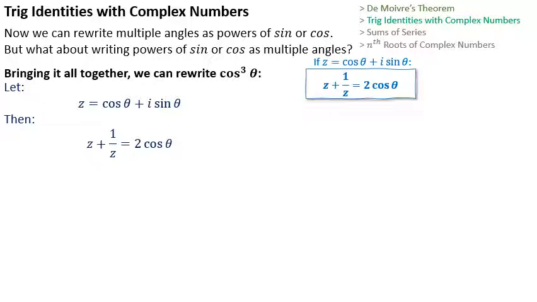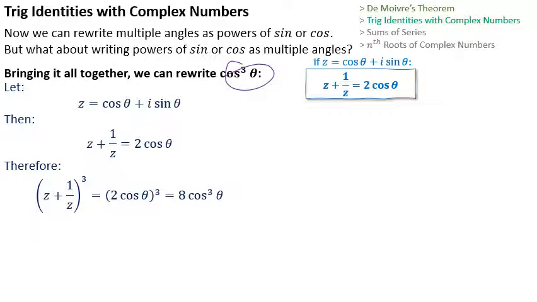So maybe I start with that, and I say to myself, I need cos cubed theta, so I'm going to cube both sides. And if I do that, then obviously the right-hand side is very quick and simple to evaluate. 2 cos theta cubed will give me 8 cos cubed theta, which means all I need to do to find an expression for cos cubed theta is to expand this and then divide it by 8.